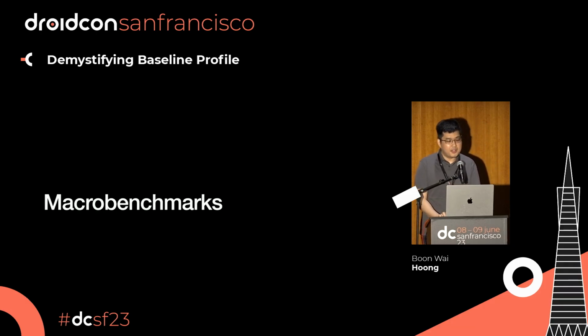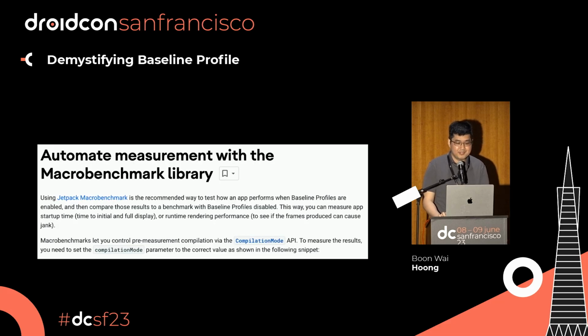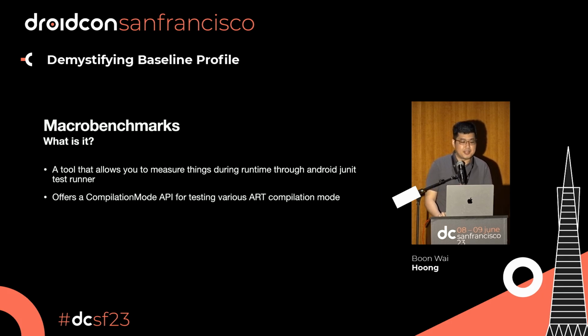Next, we'll move on to macrobenchmarks. If you try to implement baseline profiles, eventually you will reach this screen. It says automate measurement with the Macrobenchmark library. It's a lot of text, so let's not look at it. Macrobenchmarks, so what is it? To summarize, it's a tool that allows you to measure things during runtime through a JUnit test runner. In our particular use case, baseline profiles is what we're interested in.